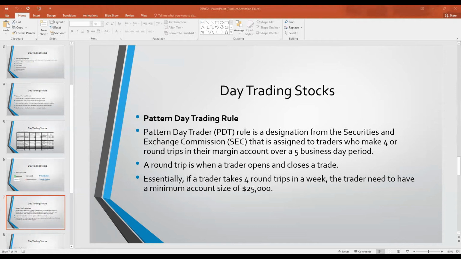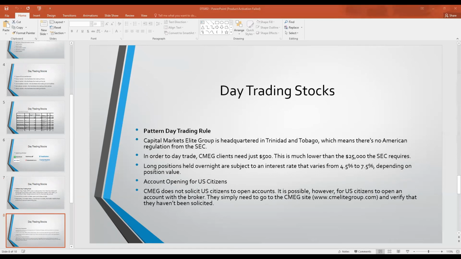So you may be wondering, how can you get around this position day trading rule? Well, you can choose to trade with Capital Markets Elite Group. This broker is registered here in Trinidad and Tobago. They are not fully covered by the SEC and the FINRA rules. Therefore, they do not adhere to the position day trading rule. Capital Markets Elite Group has a minimum account balance of 500. So if you have $500, you can trade stocks with this broker.